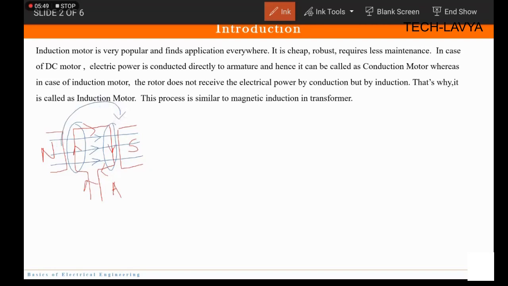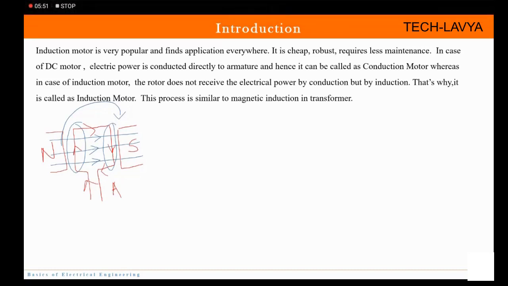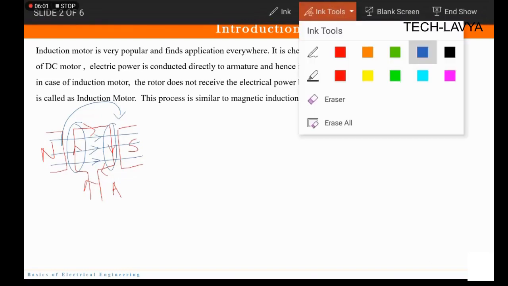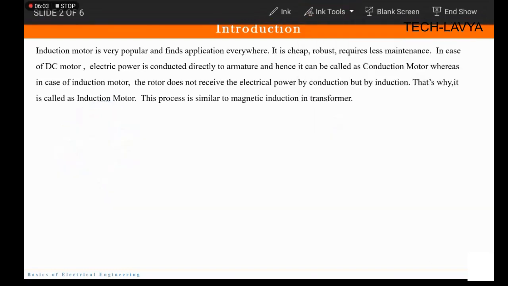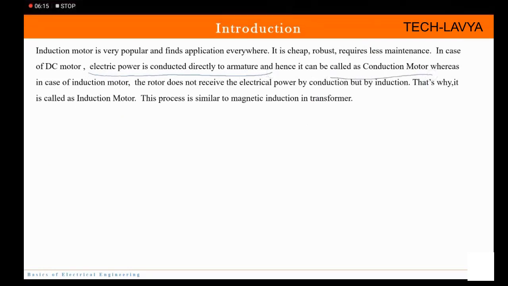Okay, so when the armature starts rotating, it means what? We had given an electrical signal and the armature starts to rotate. It means we have converted electrical energy into mechanical energy. So this is how a DC motor operates. Now remember, here the electric power was directly given to the armature, right? So this process is called conduction.